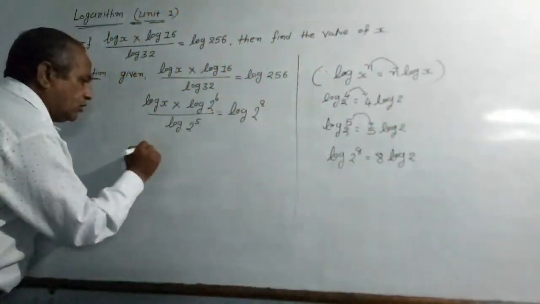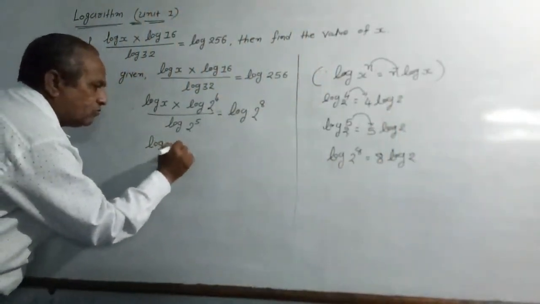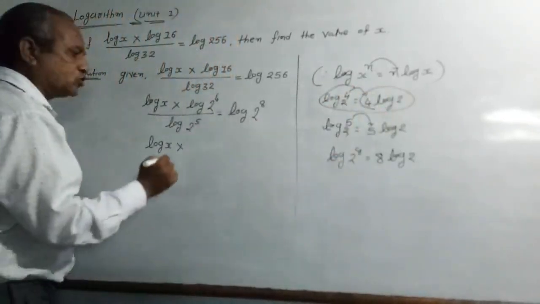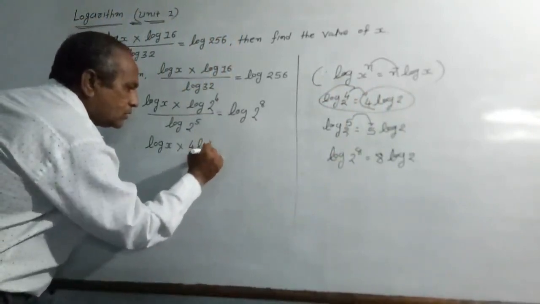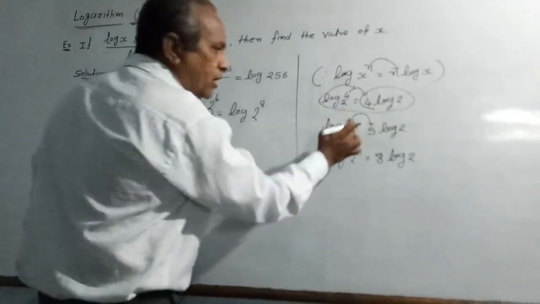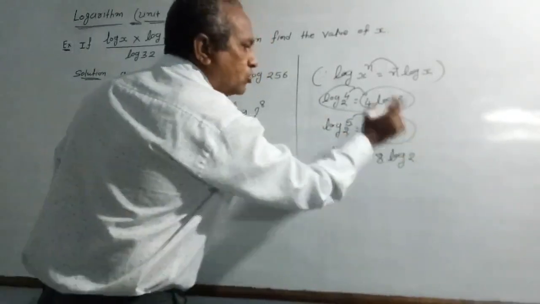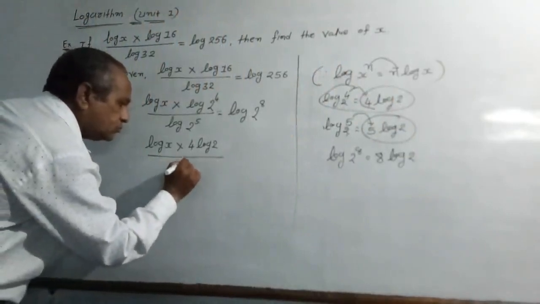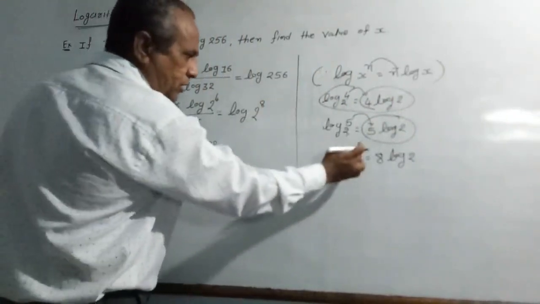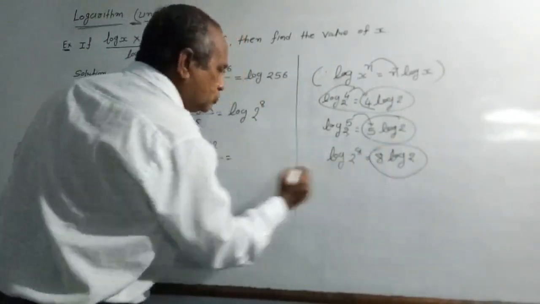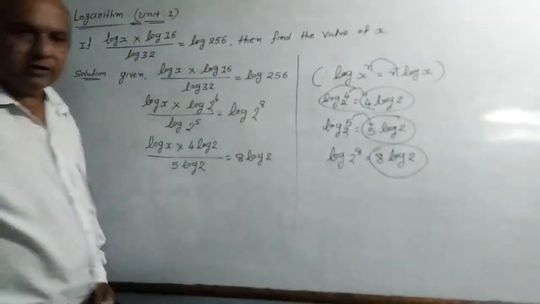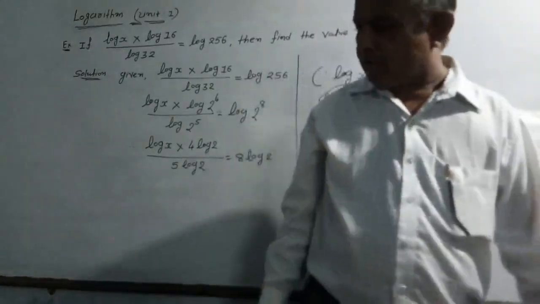So again we write log x multiplied by 4 log 2, divided by 5 log 2, is equal to 8 log 2. Clear? Okay.